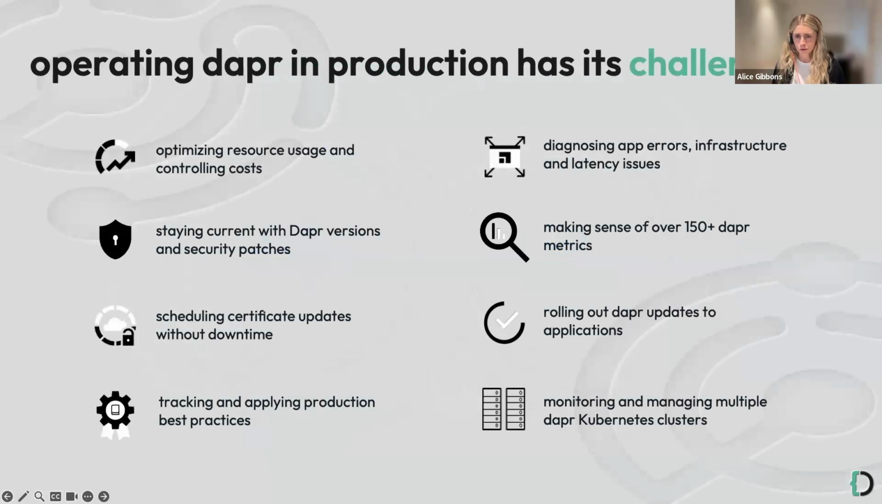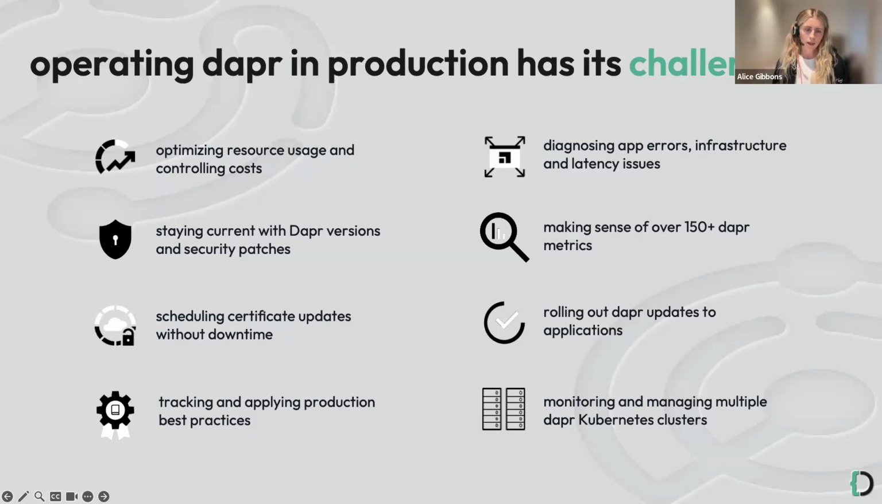I won't drain this entire slide, but essentially, things like deciding how to right size your Kubernetes applications, especially when there is a sidecar involved, is a non-trivial process. So figuring out how to add those CPU and memory limits and requests. Scheduling certificate upgrades without downtime is kind of a gotcha in the open source project. If you install Dapr with the open source version, self-signed certificates get installed with it, and those will expire after 1 year. That has brought downtime to many of our users, actually.